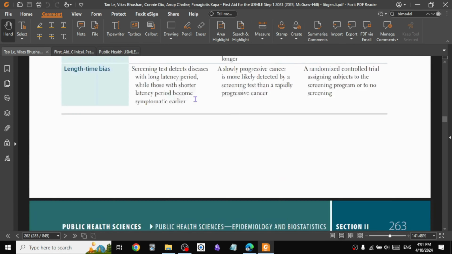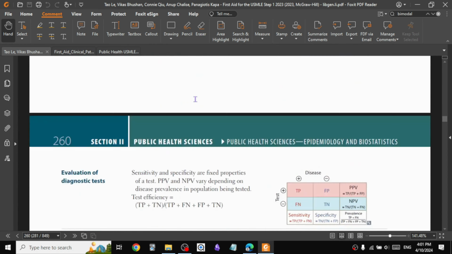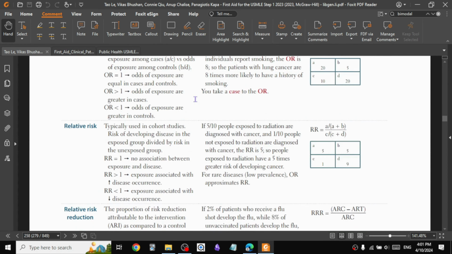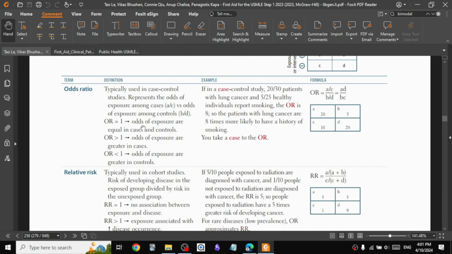If odds ratio or relative risk is equal to 1, that means nothing happened, right? If RR is equal to 1, there is no association between exposure and disease. If odds ratio is equal to 1, odds of exposure are equal in cases and controls. Well, I haven't found anything.